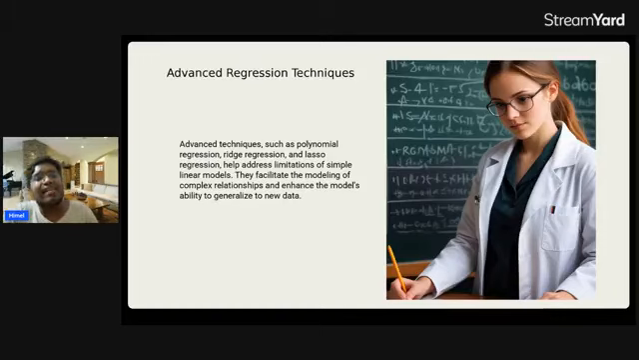Regularization techniques, like ridge regression and lasso regression, help address issues such as multicollinearity and overfitting by penalizing excessive complexity in the model. These techniques greatly enhance our model's ability to generalize to new and unseen data.